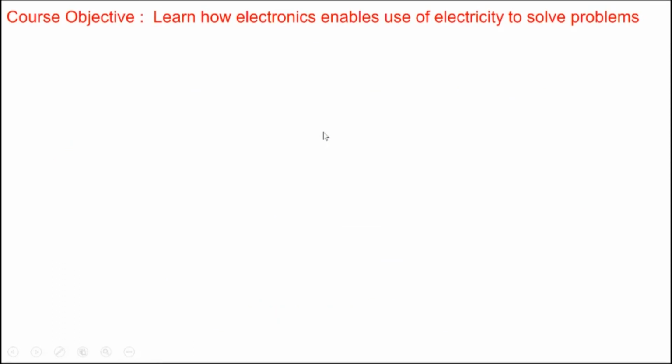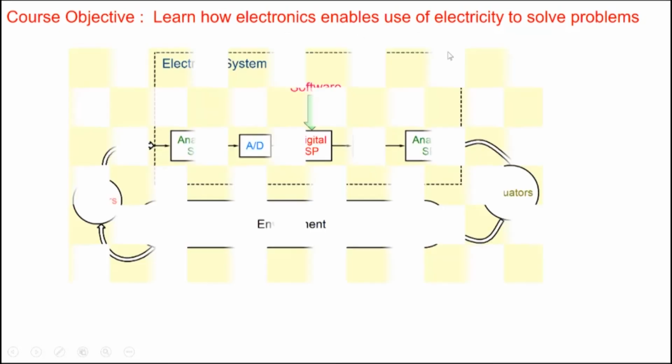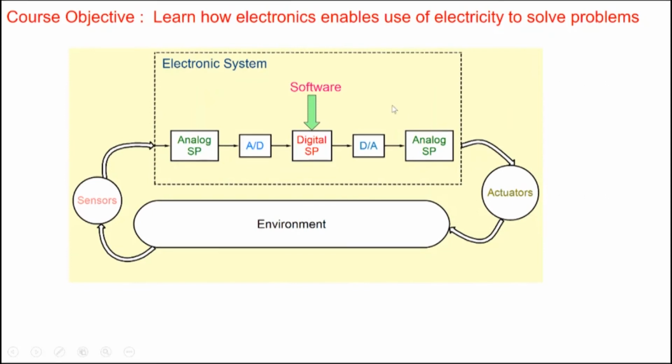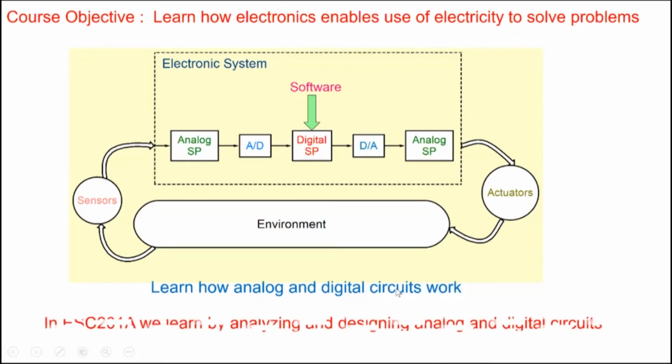All right, so we said that the goal of our course is to learn how electronics enables us to use electricity to solve problems, and this is the picture that we will keep in mind here. This is how electronics enables you to solve problems. These are the elements of an electronic system, and this is a general methodology, transforming a problem into an electrical problem, using an actuator to transform it back into the problem of interest here. So if you look at it, the major elements of this particular block that you see here are analog signal processing and digital signal processing here. So the goal of this particular course is to enable you to learn how analog and digital circuits work.